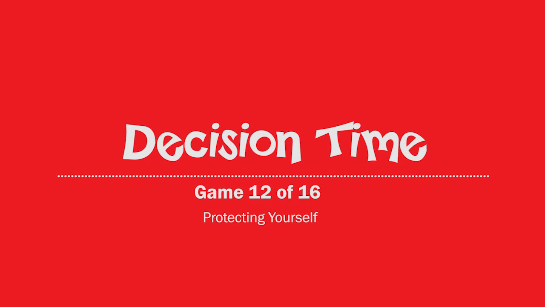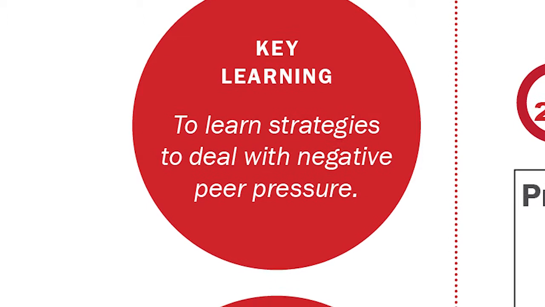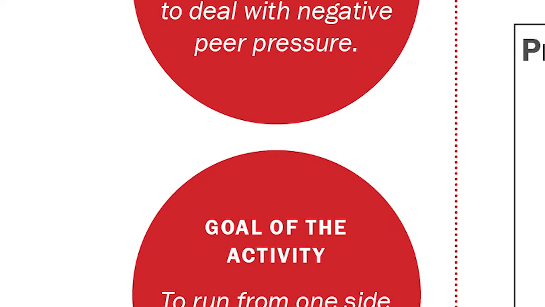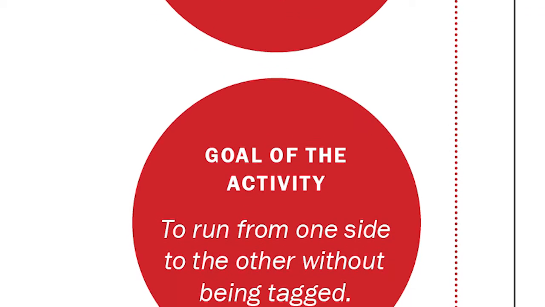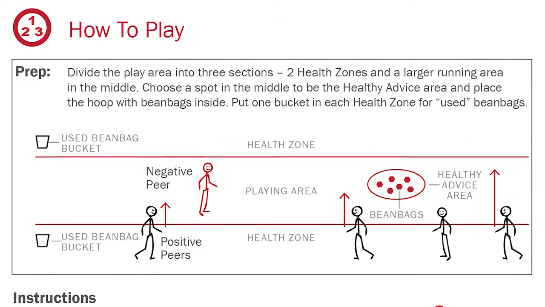Decision Time. To begin, read the key learning, goal of the activity, and the what you need circles on the left side of the page. This will give you a good idea about what the game is about and how to play it. Refer to the prep box for key pointers on what the game will look like.